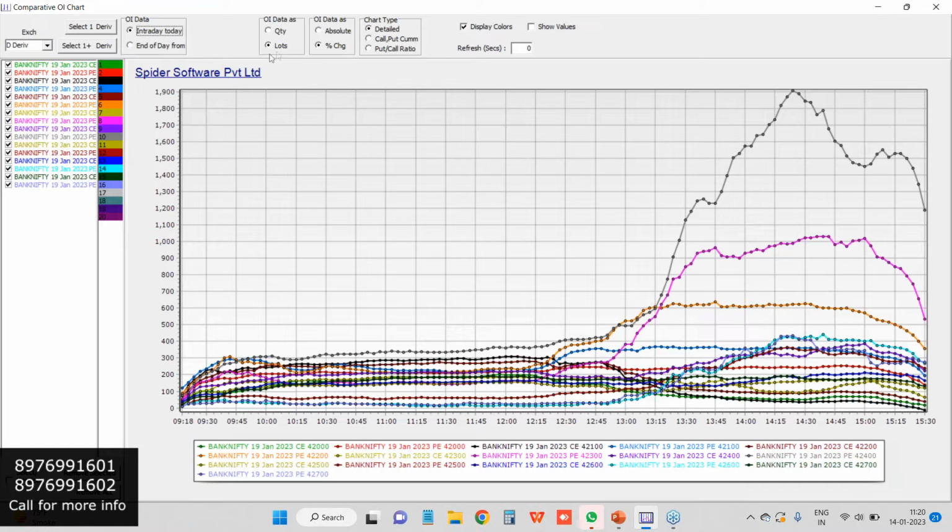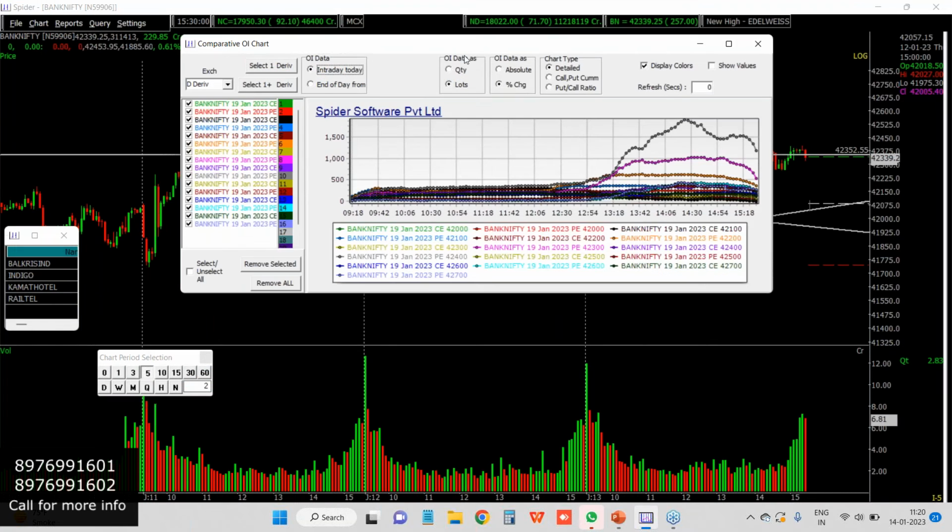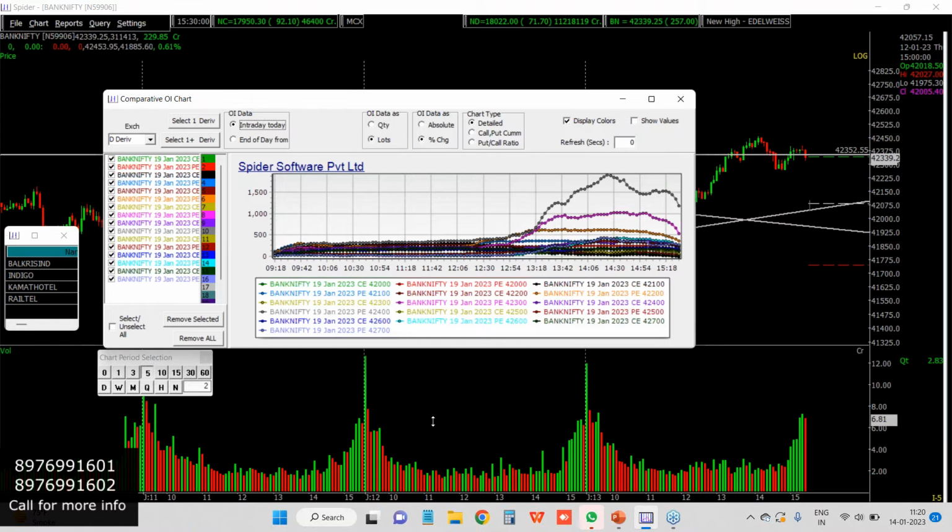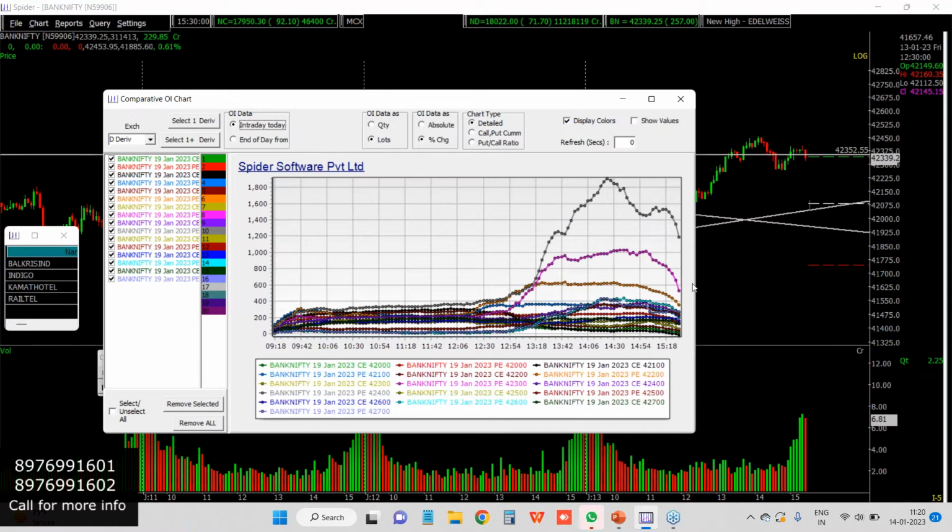And then you have to click on lots. And as I told you, when you're checking the detail, you have to prefer percentage change, because this can give you a clear idea of what the momentum of today's market is. So I'll open this window with the icon chart. I'll just maximize the screen a little bit.